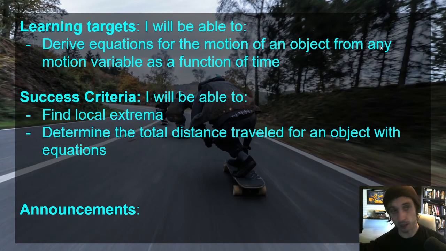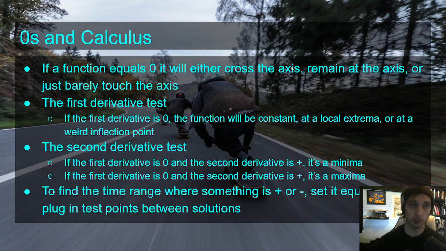In particular, we're still working on using equations to model motion. And specifically for this one, if you can find local extrema, meaning places where it's locally big or locally small, or if you can figure out total distance traveled for an object using equations instead of a graph, because that can be a lot harder because it's a lot more involved to tell when it'll be going forward or backwards, when it turns around, all that jazz. So that's our goal.